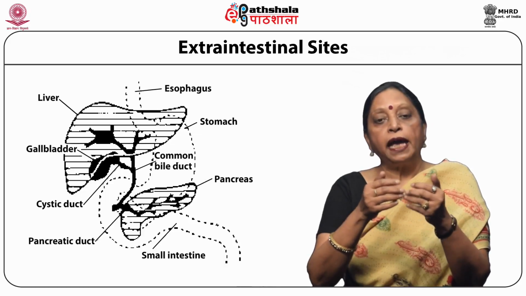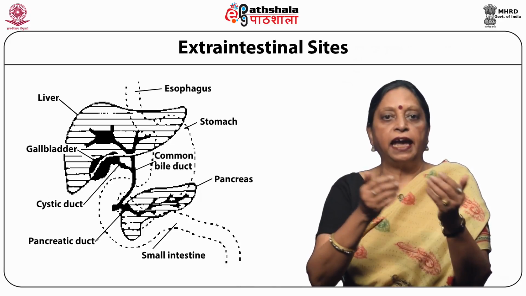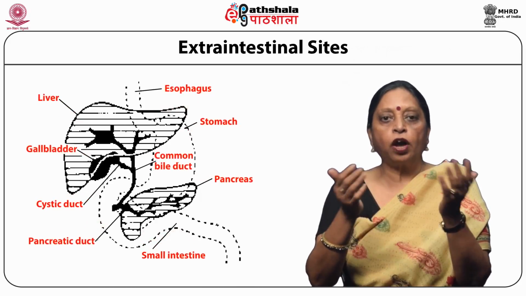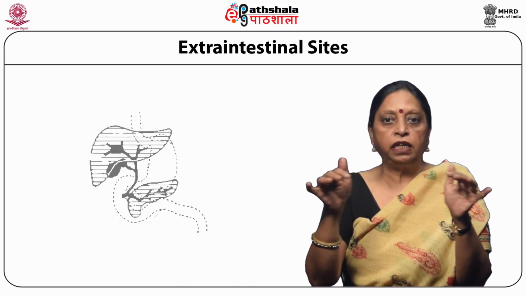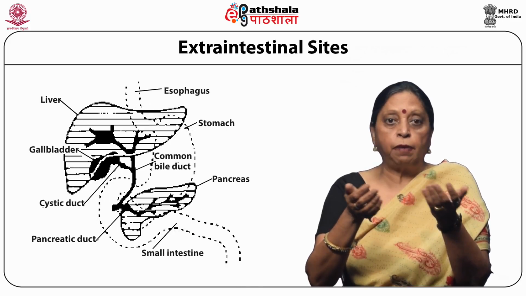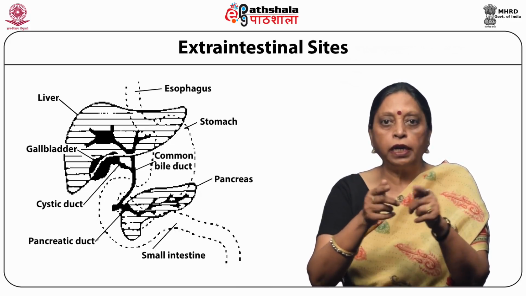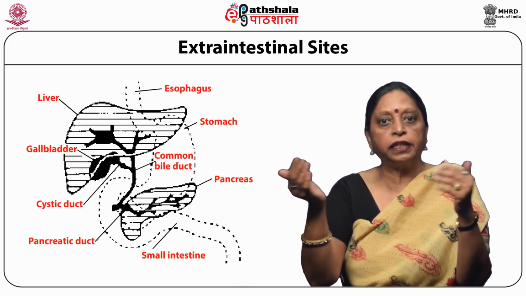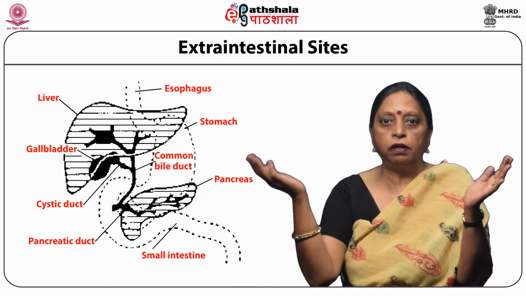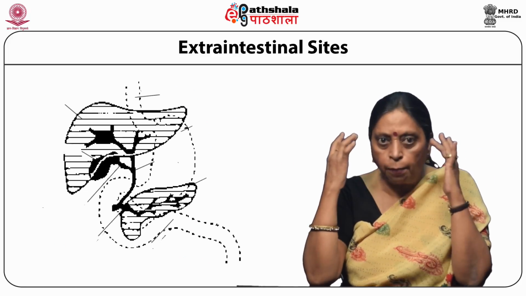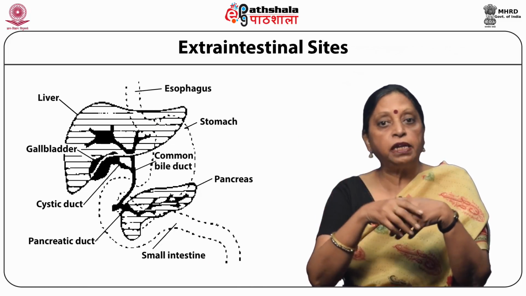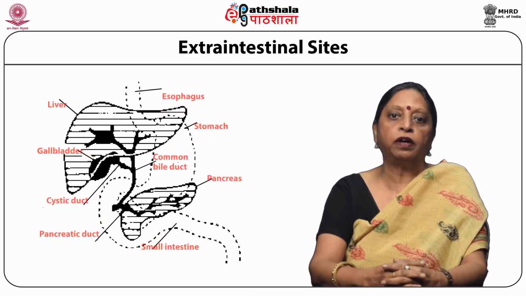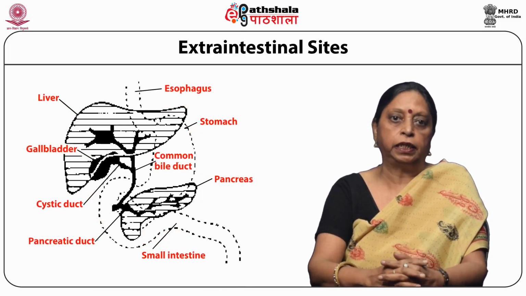Now, talking about the extraintestinal sites. Extraintestinal means outside the intestine. The trophozoites are motile and actively move about. Sometimes they may find their way from the colon into the radicals of the portal vein and then get carried to extraintestinal sites like the liver, the spleen, the lung, or maybe the brain also. Clinical manifestations of extraintestinal amoebiasis depend on the organ which is being infected.